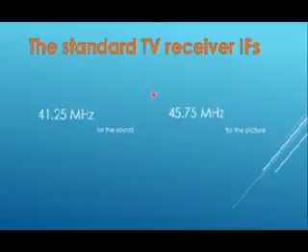The standard TV receiver IFs are 4.25 MHz for the sound and 45.75 MHz for the picture. Because the local oscillator frequency is above the frequency of incoming signals, the relationship of the picture and sound carriers is reversed at the intermediate frequencies, the picture IF being 4.5 MHz above the sound IF.